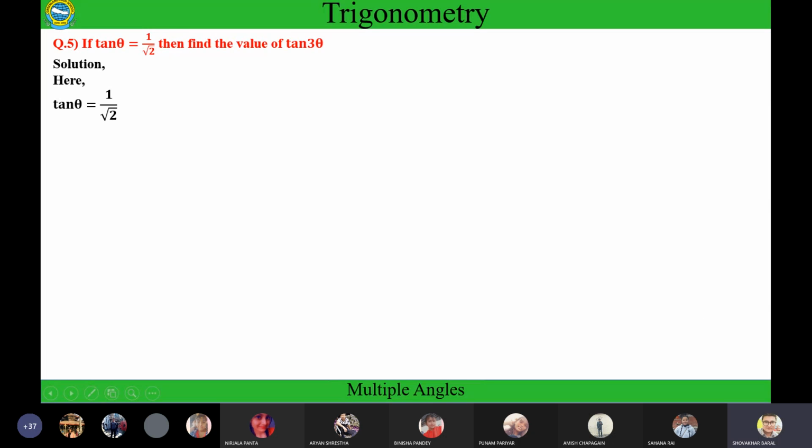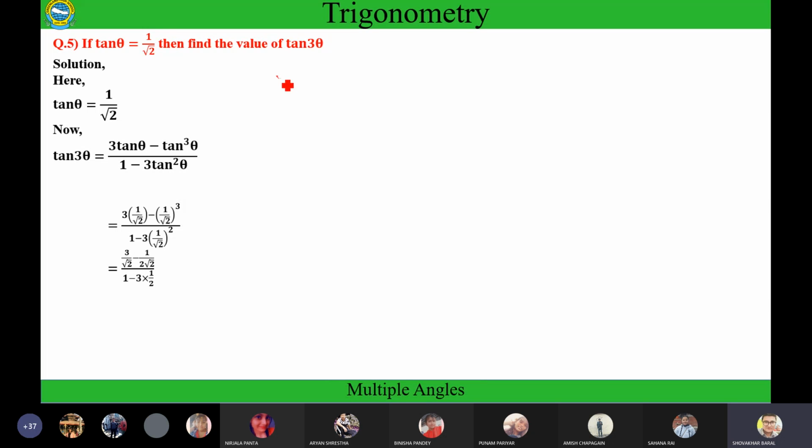Okay, so solution here, tan theta is equal to 1 by square root 2. Now tan 3 theta is equal to 3 tan theta minus tan cube theta whole upon 1 minus 3 tan square theta. Replace the values. This will be equal to 3 times 1 by square root 2 minus 1 by square root 2 whole cube, upon 1 minus 3 times 1 by square root 2 whole square. I am just replacing the value here. And further it will be 3 by square root 2 minus 1 by 2 square root 2.